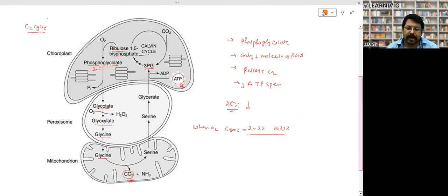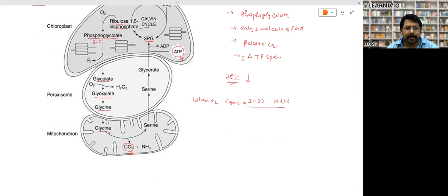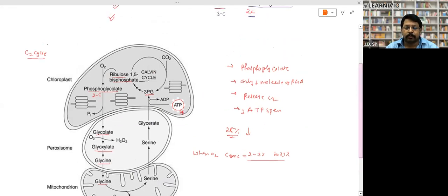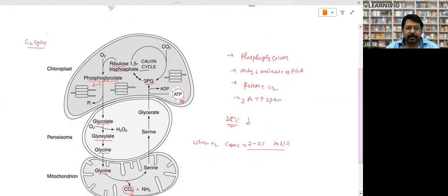In the mitochondria, when glycine moves there, what will happen? Glycine will lose one carbon dioxide molecule, and it converts into serine. Serine will convert into glycerate. Glycerate will go again to the chloroplast and convert into 3-PGA, with the expense of ATP. So first thing, this is an energy consuming process, right? Very important thing, this is an energy consuming process.